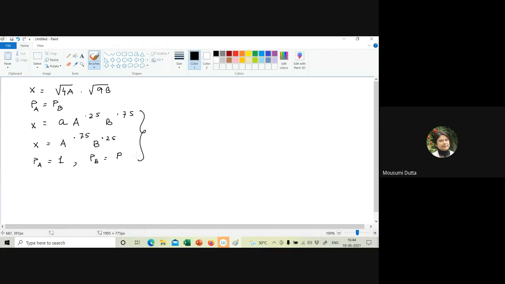Question number 1. At what price of B will the firm be indifferent between the 2 processes? Okay, second part. If the price of B is higher than that calculated in part 1, which process will the firm use?